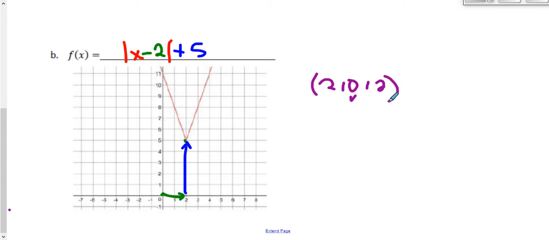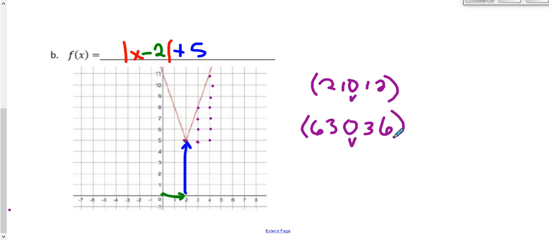So from my vertex, if I go over 1, this graph does not just go up 1. I haven't met my graph again. So over 1, I actually have to go up 1, 2, 3 before I hit my equation again. So far, I've gone over 1 and up 3 on both sides. Let's check what happens when I go over 2. When I go over 2, it goes up 1, 2, 3, 4, 5, 6 on both sides.